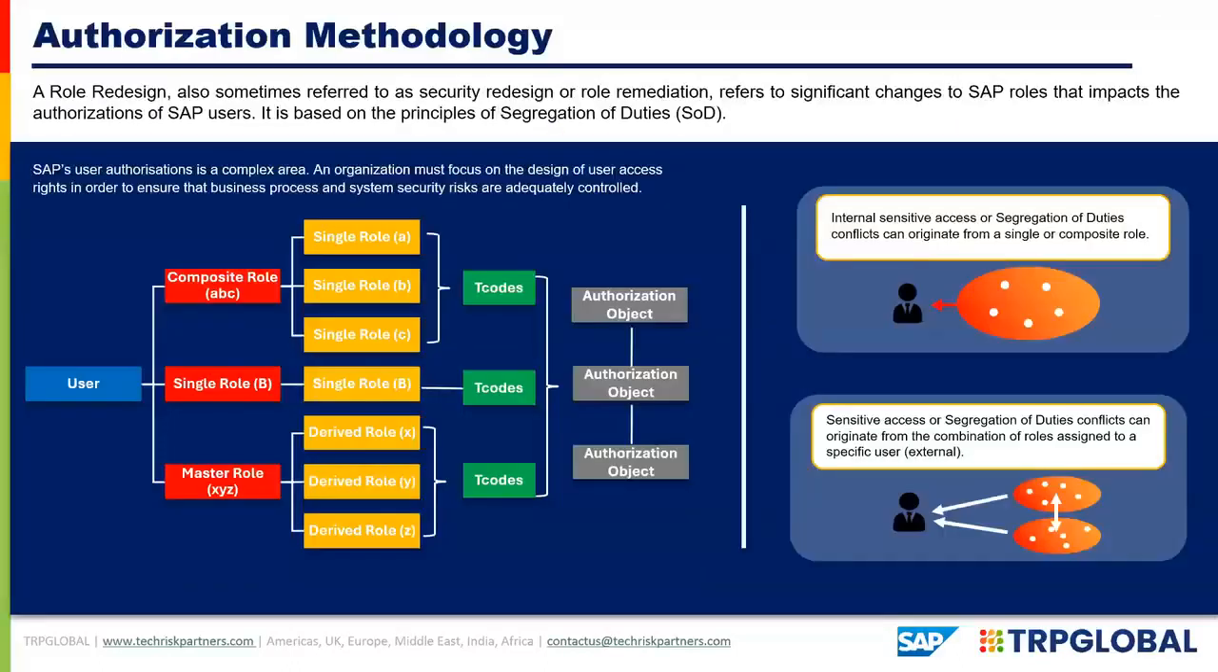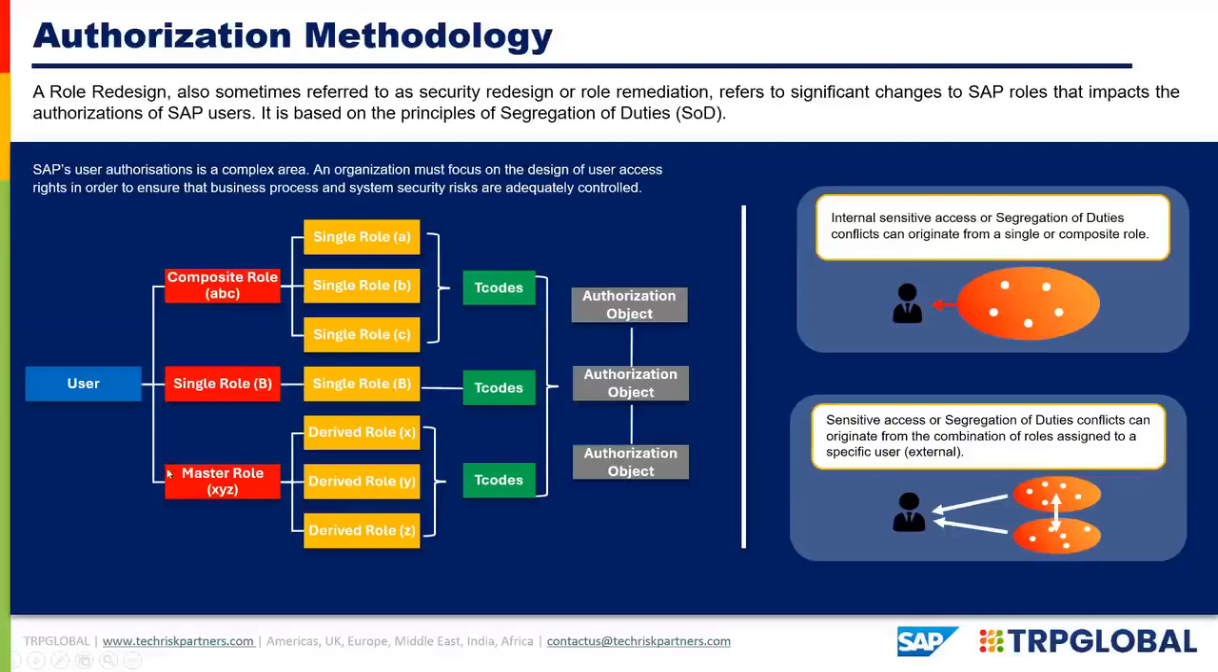Okay, so overview of the authorization methodology. As most of you might know, in SAP GUI we use something called a transaction code. A transaction code is then further grouped into a logical thing which is called a role. Roles are further classified into multiple types. We can have a single role, a master role, and a composite role. I'll quickly touch upon the different categories and types of roles that are available.